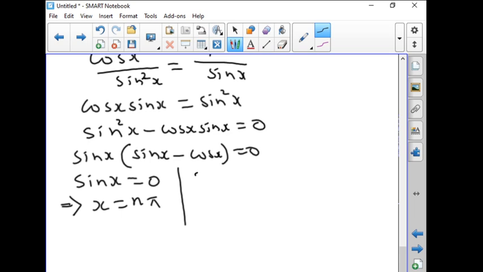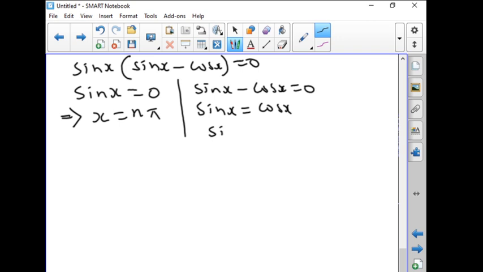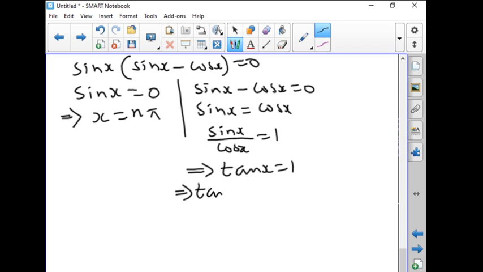And what is the other one? Sin x minus cos x is equal to 0. So we get sin x is equal to cos x. So this can be written as sin x by cos x is equal to 1. So what you get? Tan x is equal to 1. So when tan x is equal to 1, what is it actually? Tan x is equal to tan pi by 4.